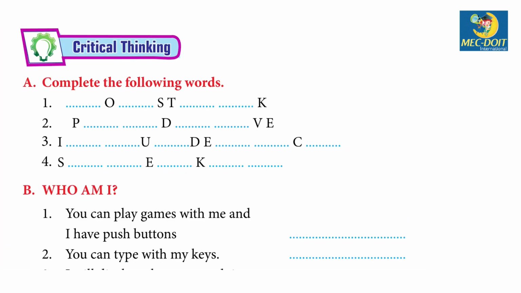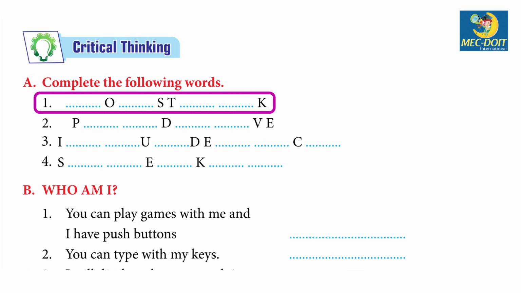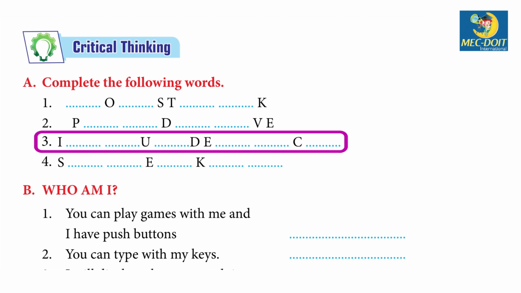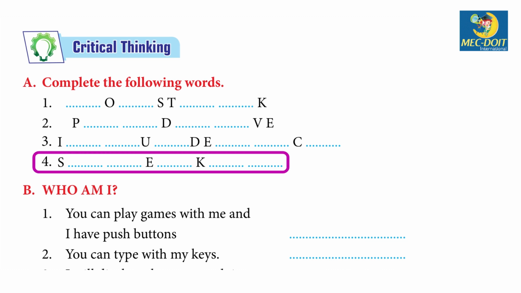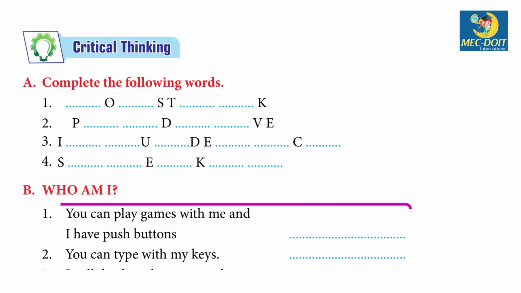Critical thinking. A. Complete the following words. 1. Joystick. 2. Pen drive. 3. Input device. 4. Speaker. B. Who am I? 1. You can play games with me and I have push buttons.